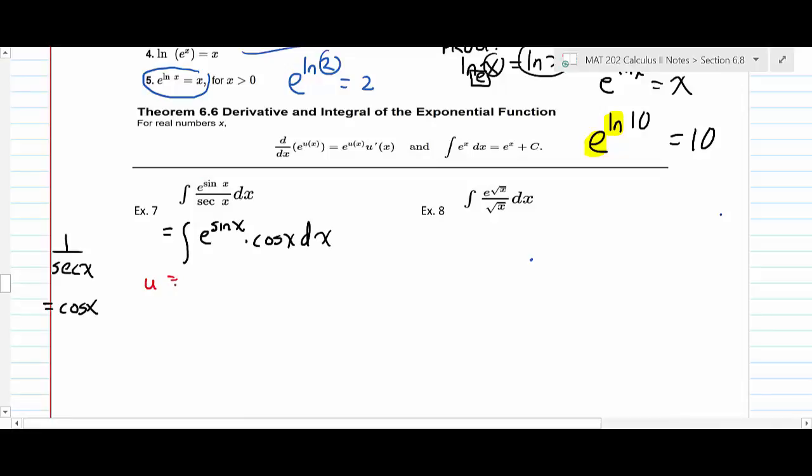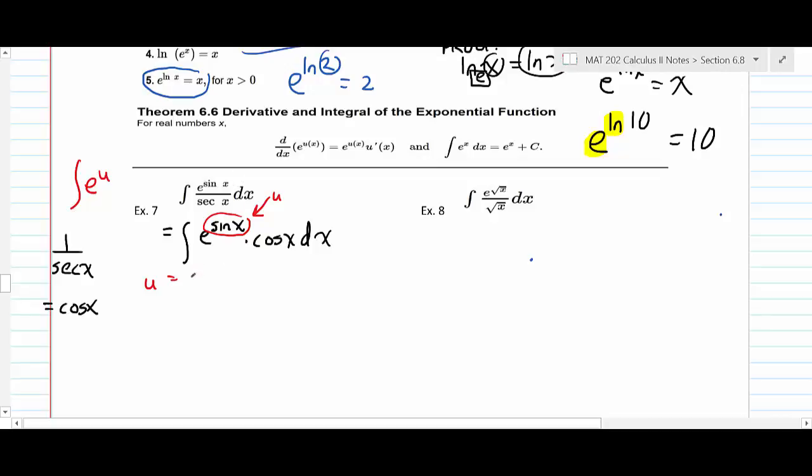Remember, du needs to be the rest of the integral. Sine x, that's what I'm thinking, okay? All right, so we got u there. Now see, the idea is, that's easy. The integral of e to the u is e to the u. That's what we're after, an integral of e to the u.